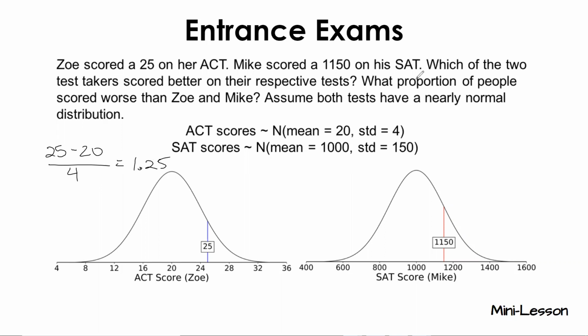Now we're going to find the z-score for the SAT. Mike got an 1150. Our mean is 1,000. Our standard deviation is 150. So if we take 1150 minus 1,000 and divide it by 150, we get 1 as our z-score.